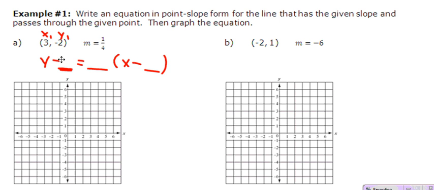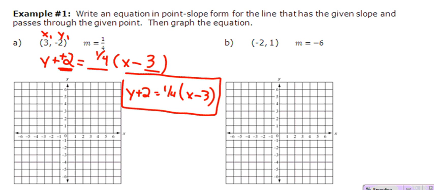So it goes y minus y1. The y1 is -2. So y minus -2 equals your slope. So my slope's 1/4 times x minus x1, which is 3. The only thing you have to do for point-slope form is if you have minus and negative, right? You should update that. So it's y plus 2 equals 1/4 times x minus 3. That is your answer. Y plus 2 equals 1/4 times x minus 3, and that's in parentheses. This is point-slope form.